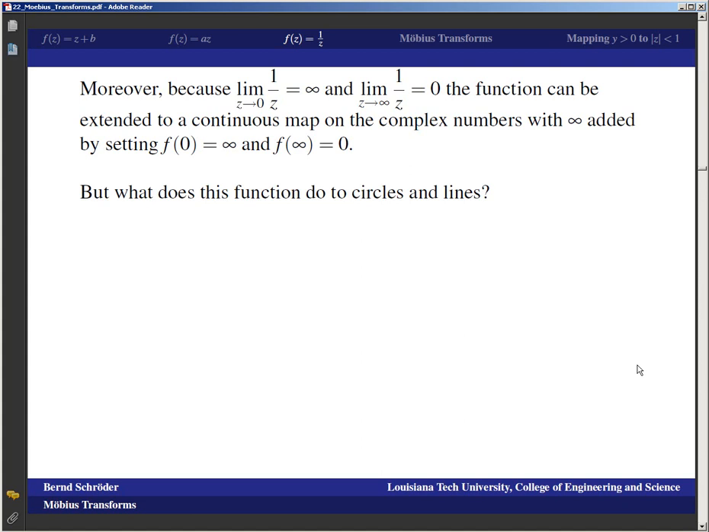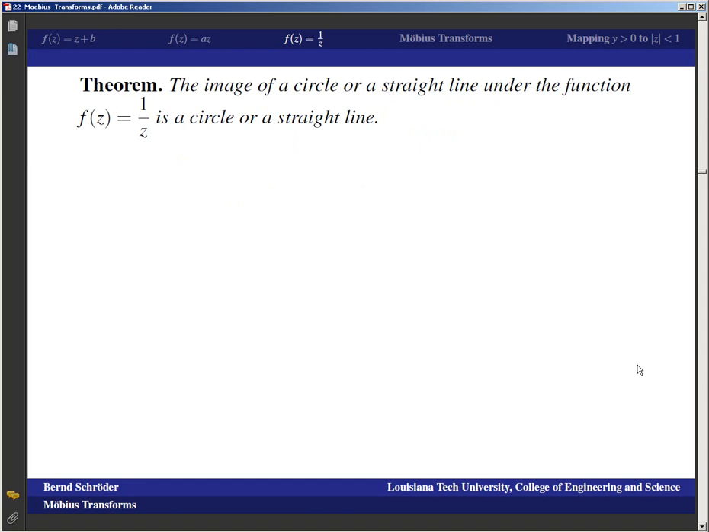Okay, so what does this function do to circles and lines? Well, here's the theorem. The image of a circle or a straight line under the function f of z equals 1 over z is a circle or a straight line. And here's again where, of course, we have to interpret the mathematical language correctly. Circle or a straight line is the union of the two, and that's mapped to a circle or a straight line, which does not mean circles go to circles and lines go to lines. It could include that some circles go to lines and some lines go to circles. And that is indeed what happens.